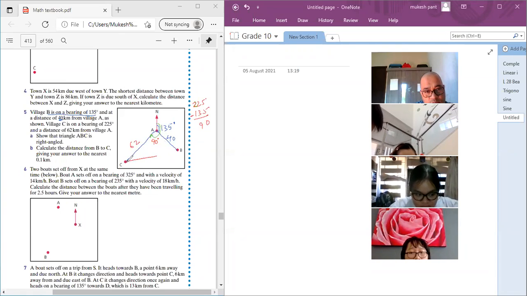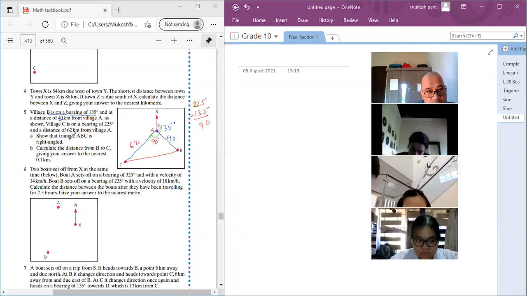So join B and C. Now we have this triangle ABC. You can see this ABC is a right triangle. Why is ABC a right triangle? Because there is a 90 degree angle. Yes, angle BAC. Look at this angle A. BAC equals 90 degrees. That's why this is a right triangle.